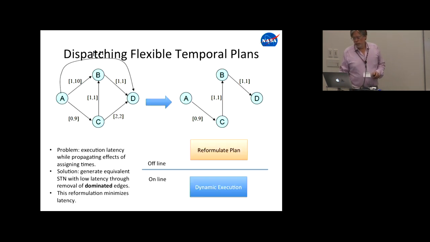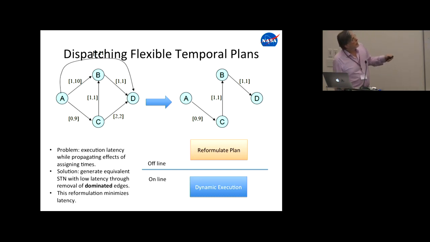Okay, one more thing I wanted to talk about in this topic of dispatching. One problem that you might have, if you have a large graph with a lot of connections, is execution latency. You may take a long time propagating the effects of assigning times. So one approach to deal with that is to generate an equivalent STN with low latency through the removal of what are called dominated edges. Not all the edges are really required to represent the constraints in the problem.